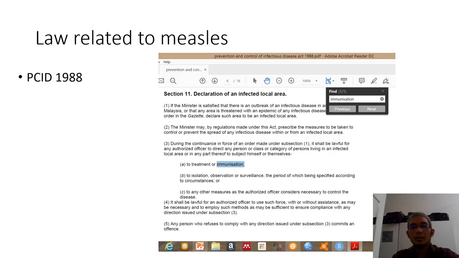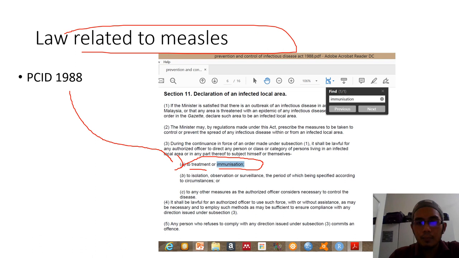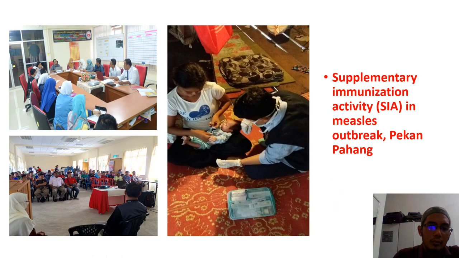Okay, similarly with other things is the laws, the laws for measles. If you see the clause here, the Malaysian government makes it mandatory for us to seek treatment and also to immunize. And if we do not do this, we actually transgress, or we do not follow the law. So that's very important for us to follow, right? Because there will be some enforcement or legal implication.